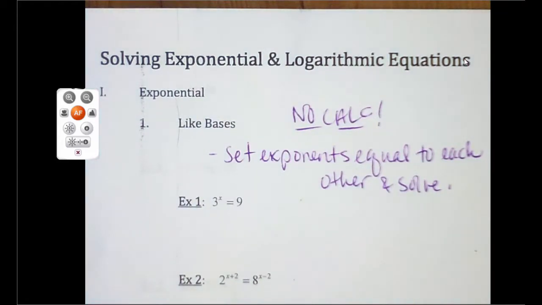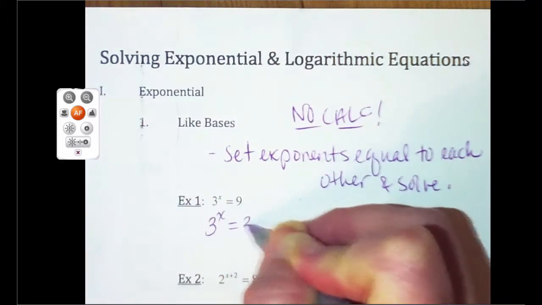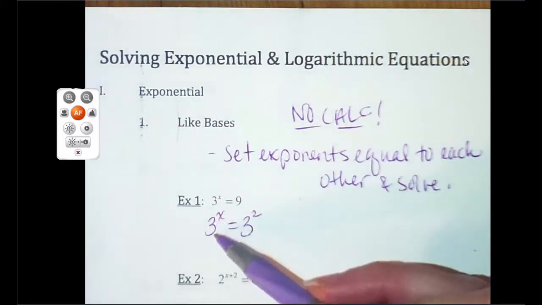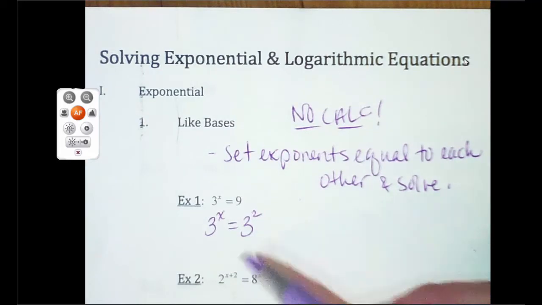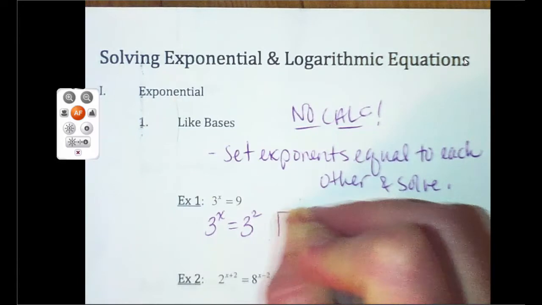In example 1, I have 3 to the x equals 9. Well, you know that 3 squared equals 9. But just to understand the process, we would rewrite this as 3 to the x equals 3 squared. Now that I have equal bases, then I can drop those bases, set the exponents equal to each other. X is equal to 2.